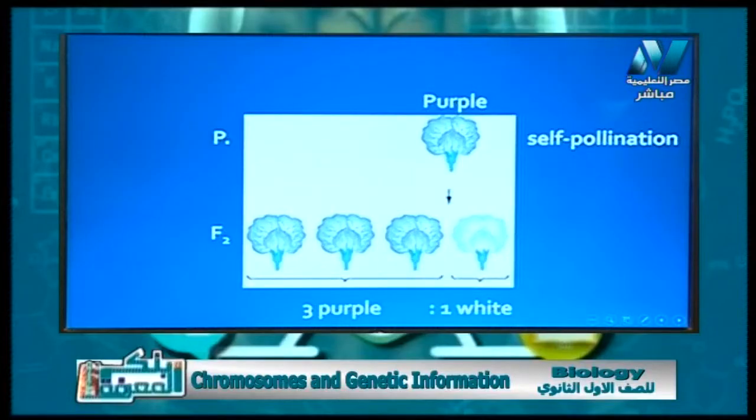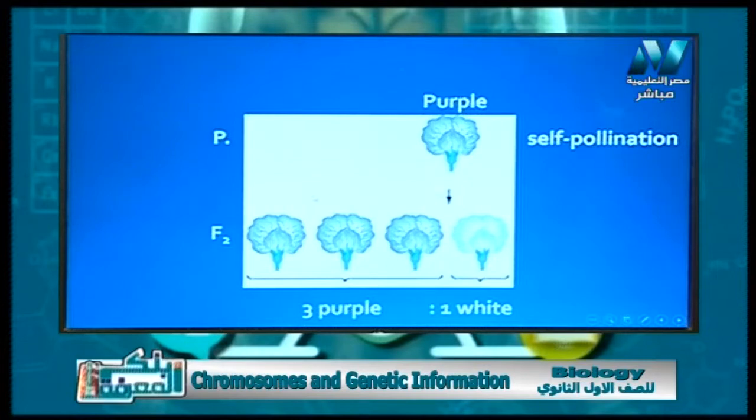And afterwards, he let the first generation pollinate themselves, or have self-pollination, and he got to the second generation, some of them purple and some of them white. Actually, when he calculated the number of purple flowered plants, he found them about 75%, and 25% was white. So the ratio here, as we see, we call them 3 purple to 1 white.